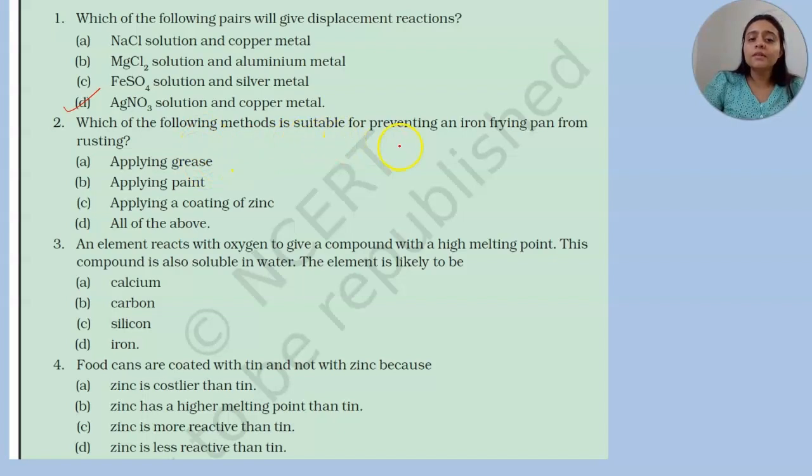Question: which of the following methods is suitable for preventing an iron frying pan from rusting? We already know applying a coating of zinc, which is also known as galvanization. Next question: an element reacts with oxygen to give a compound with a high melting point. This compound is also soluble in water. Since it has a high melting point, it is going to be a metal. So what will the element be: calcium, carbon, silicon or iron? The answer is calcium.